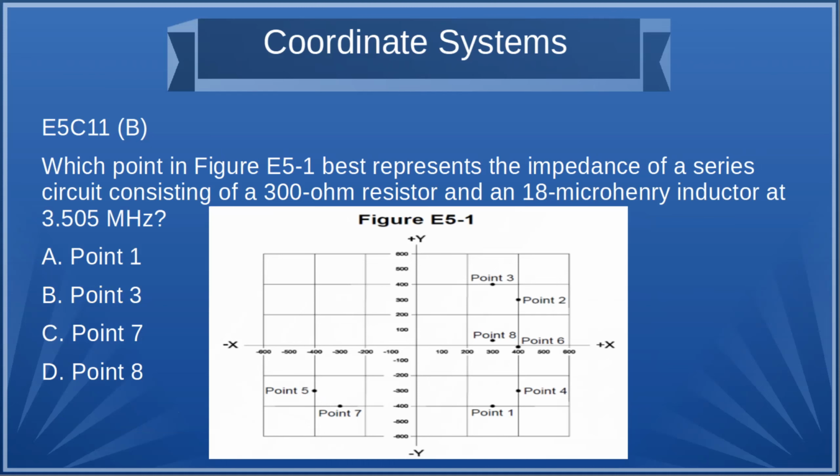So now we have 300 ohms and an 18 microhenry inductor at 3.5 megahertz. Let's plot the 300. We know it's positive, so that's going to be one of these 3. Somewhere around here, right? It's going to be 3 or 8. But it's micro, which is positive, so it's one of these 2. So you've got to figure out approximately what the reactance is going to be. Microhenries isn't a lot, so we'll say 8.